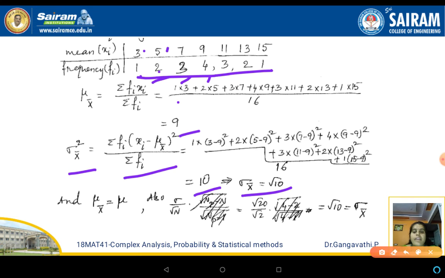Now you can verify mu X bar is equal to mu, and sigma divided by root n is square root of 20 by root 2, which is equal to root 10. Which is the value of sigma X bar. So we have evaluated whatever we were asked to find. We have done all the things here.